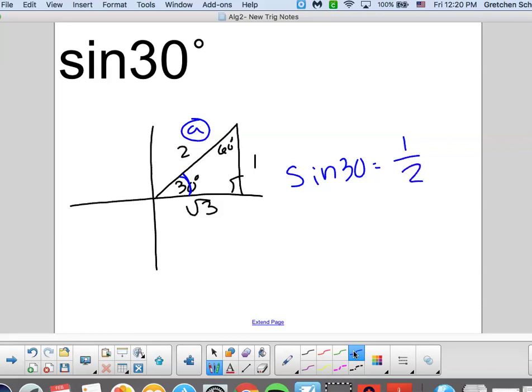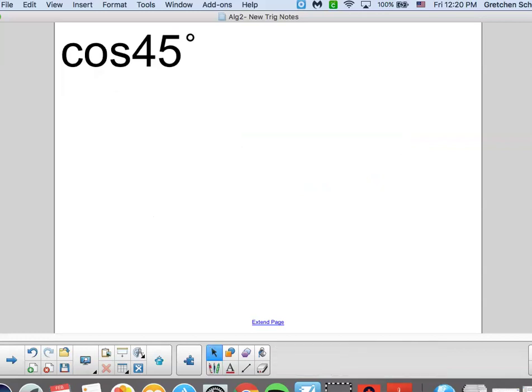So as soon as you draw that picture, honestly, the hard part of the day is getting the triangle in the right spot and labeling the sides the right thing. Questions on that one? That's it. So on these ones, if you're told to just find the sine, you just find the one you're asked for. All right, next one. 45 degrees.